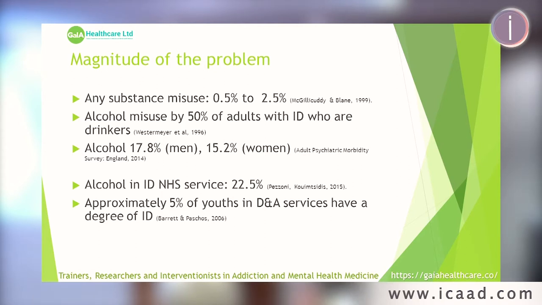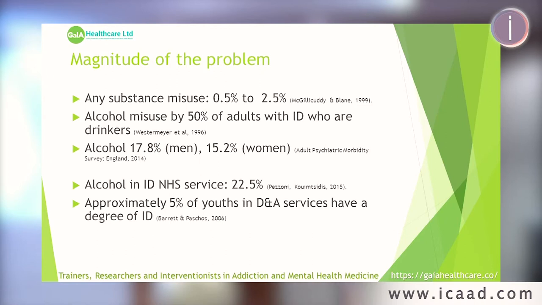What is important is that half of the people with intellectual disability who drink will have a problem. It won't be like us, where only 6% have a dependence per se, and 20% have a misuse problem. Half of the people with intellectual disability who are drinking will have a problem from the alcohol. It means that if you have an intellectual disability and drink, it's more likely that drink is going to compromise your quality of life.